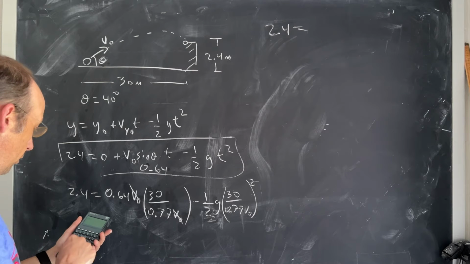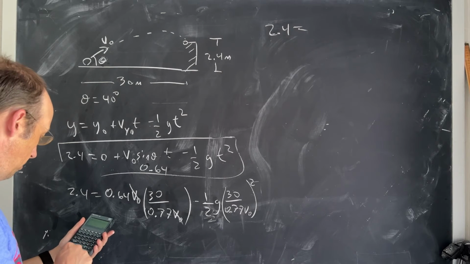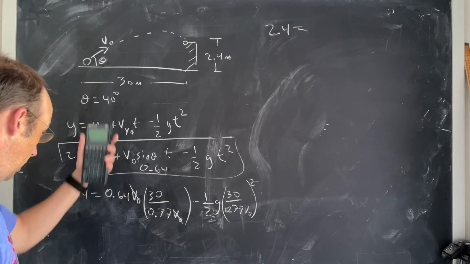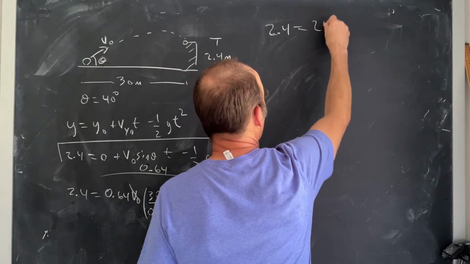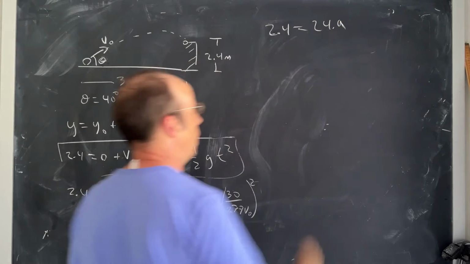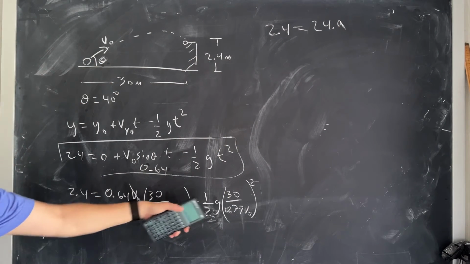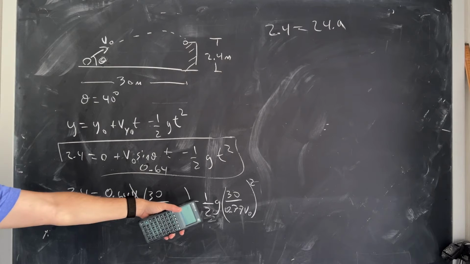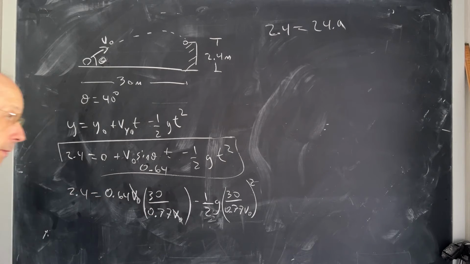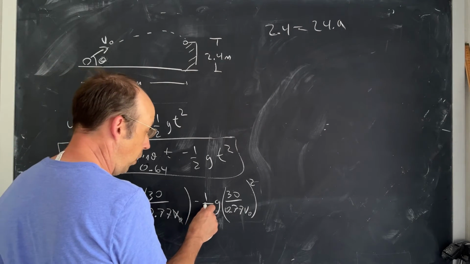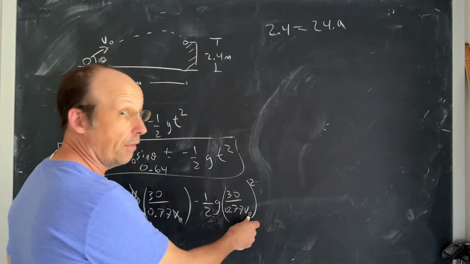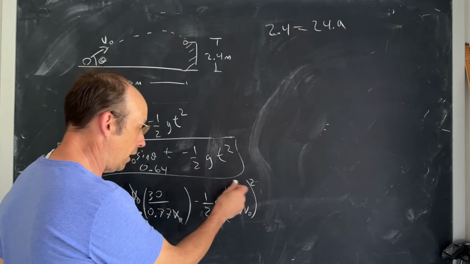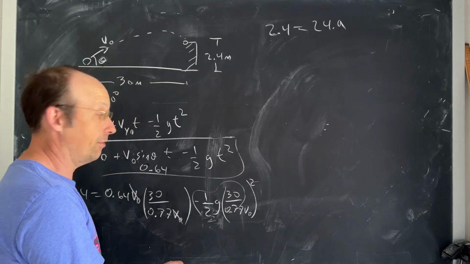So I have 0.64, enter, 30.77 divided by, I get 24.9. So this whole thing is 24.9. That whole thing. And now I have minus, I'm going to put all this stuff together, except for the v0. So here I have 1/2 g times 30 squared over 0.77 squared v0 squared. So all that other stuff is just a number. I'm going to get that as a single number.